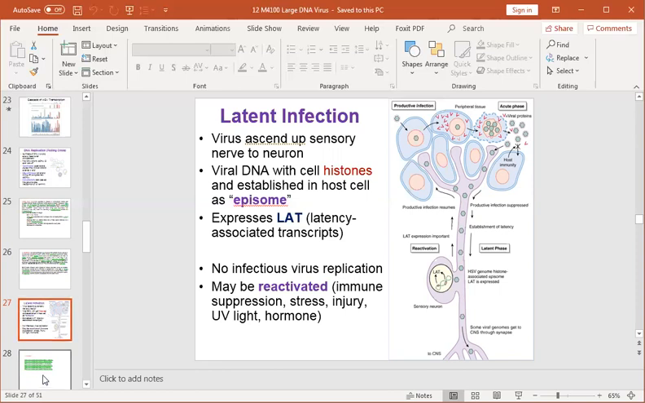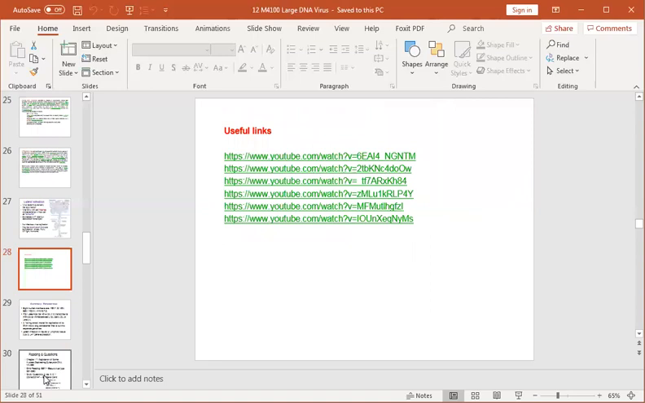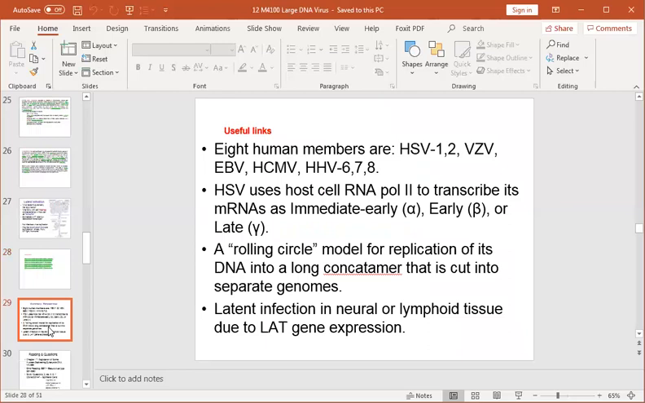Moving to slide number 28, there are a set of 6 very useful YouTube links. As I've told you before, I've gone through a large number of YouTube video clips and handpicked a handful of them that would shed more light on the material that we discussed during the lecture. I strongly encourage you to take a look at these video clips. Slide number 29 is a summary of the herpes virus lecture.